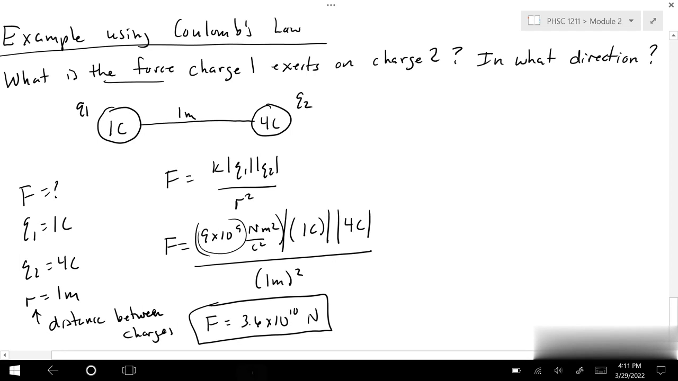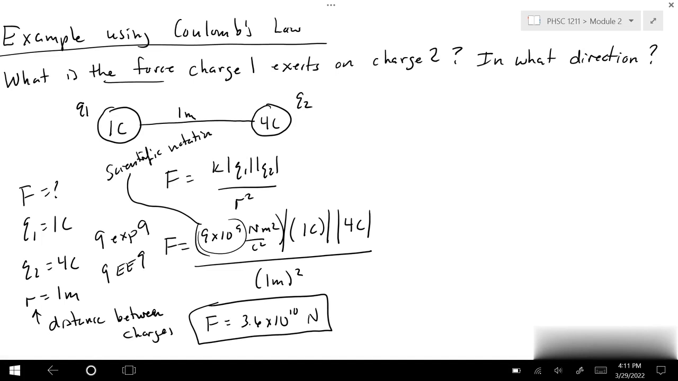Now, if you need a reminder of how to plug in this 9 times 10 to the 9, on my calculator I do 9, exp, 9. Some of you may see 9 double E to the 9, depending on your calculator. If you're not sure, Google how to do scientific notation on your calculator. Stop by the Math Tutoring Center or somewhere where they may be able to help you. But if you can't find help, email me and I'll see if I can help you.